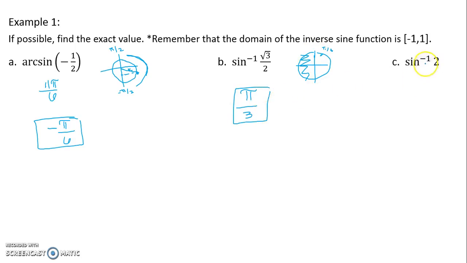Over here, sine inverse of 2. So where does sine equal 2? It's not anywhere on my unit circle that I can think of. So if I do sine inverse on my calculator, I'm getting an error. Oh yeah, sine can only be between -1 and 1. So I can't have used any angle and ever gotten an answer of 2. So you can't do sine inverse of anything that's more than 1 or less than -1. This is simply going to be undefined.